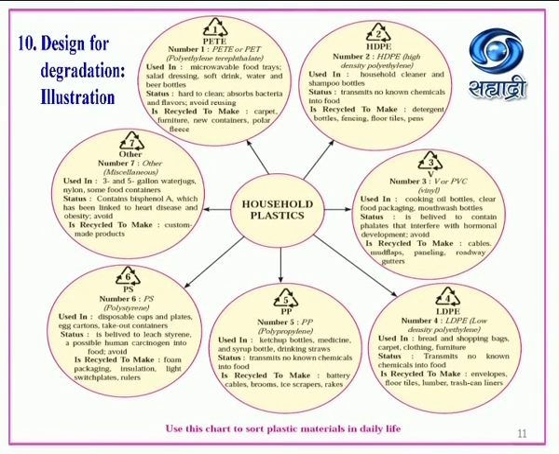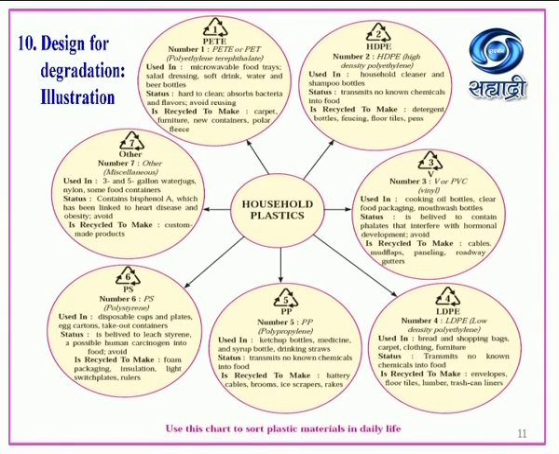Then resin number 6, PS. PS means polystyrene, used in disposable cups and plates, egg cartons, takeout containers. Status: is believed to leach styrene, a possible human carcinogen, into food. Avoid it. Is recycled to make foam packaging, insulation, light switch plates and rulers.